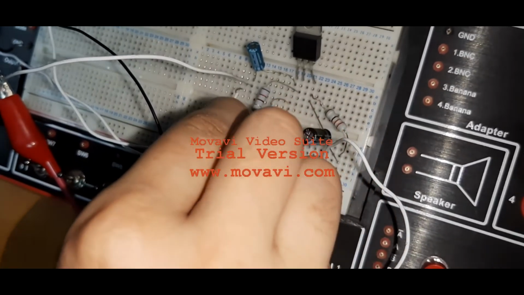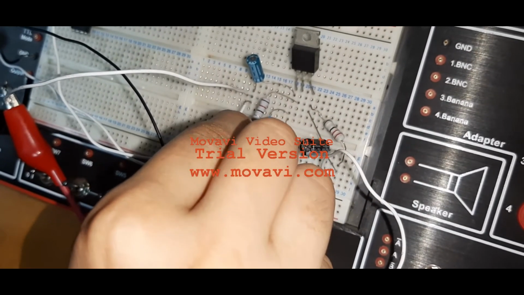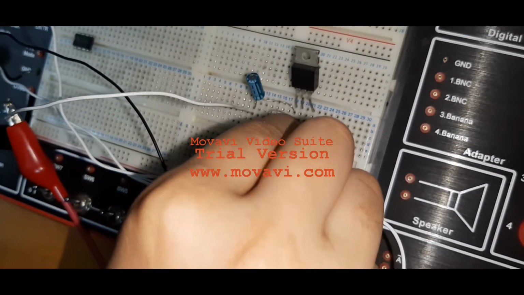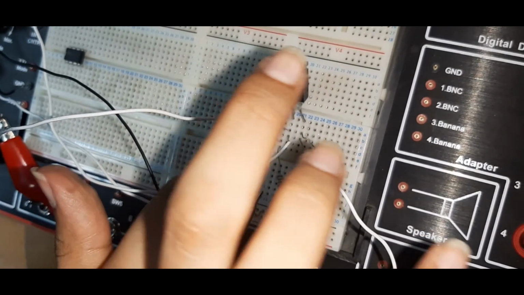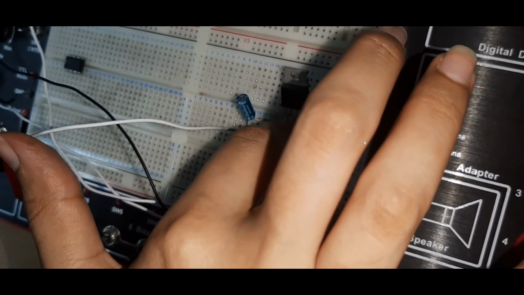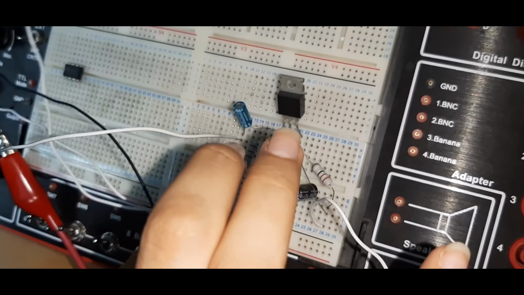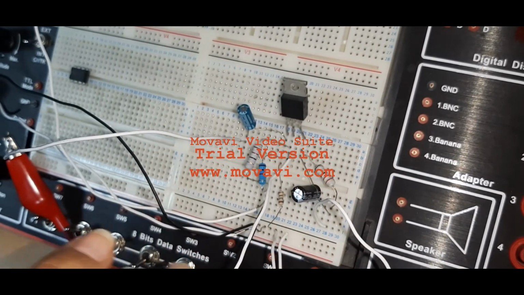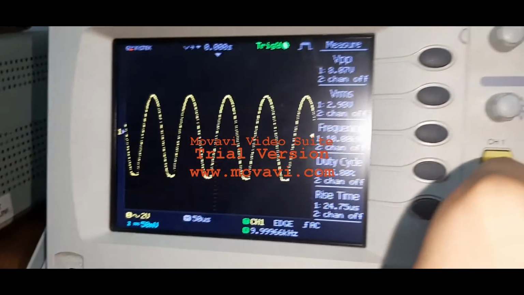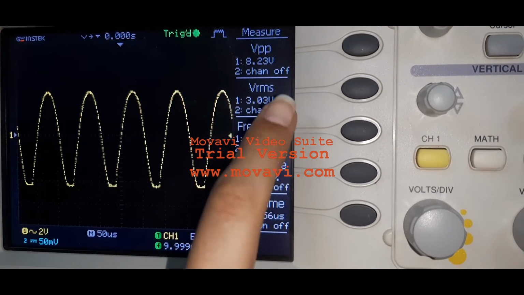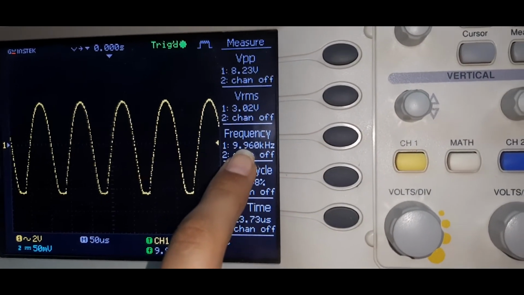Here I am applying the input at the base through a capacitor, and this is the collector, and I am measuring the voltage across the collector resistor, which is at the collector terminal, and this power supply. And you can see that there is an output voltage on the oscilloscope, which is of higher amplitude at the same frequency.